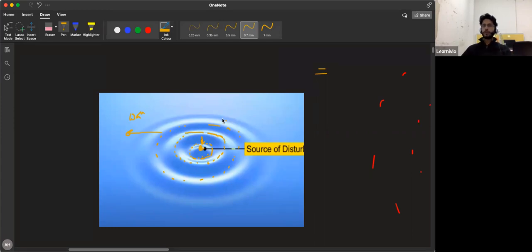Now, how to define a wavefront? Wavefront is the locus of points. Locus of points means the wavefront is the collection of points which are at a fixed distance from a certain point, and that certain point is the source. Like if you take a source and you take some points at a fixed distance from this source, and you connect all these points, the shape that you get is your wavefront.